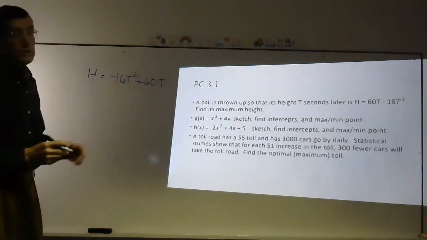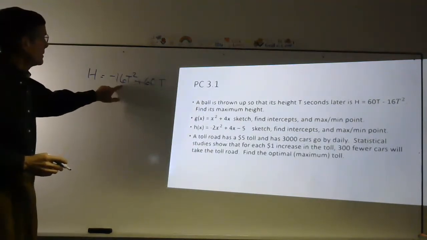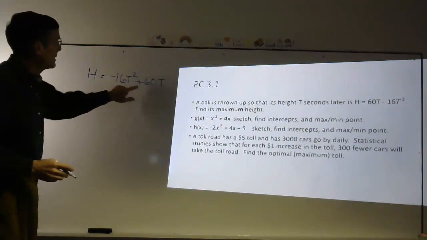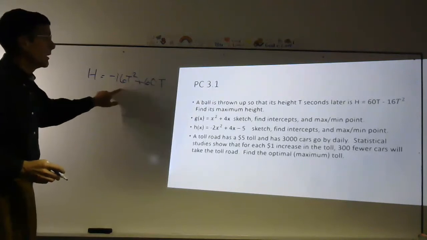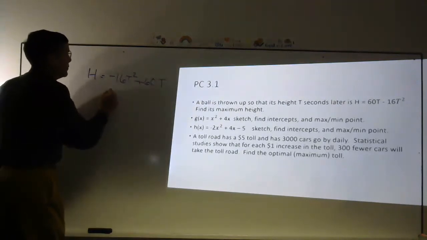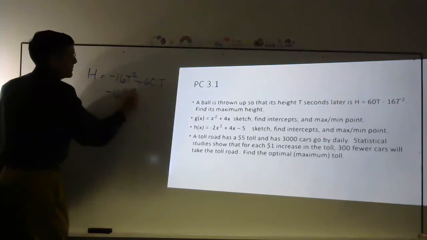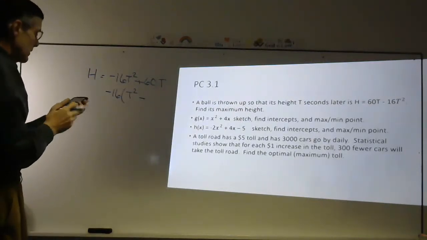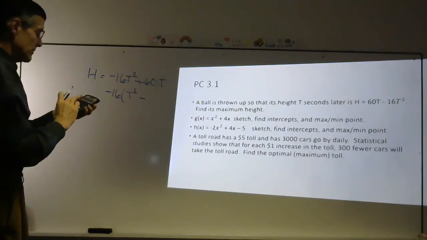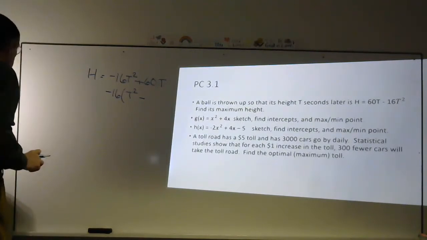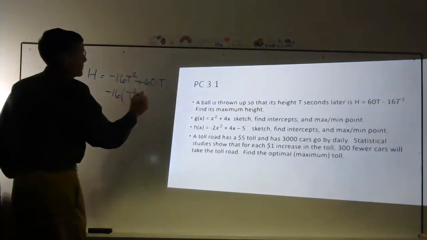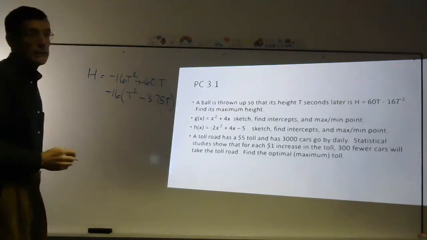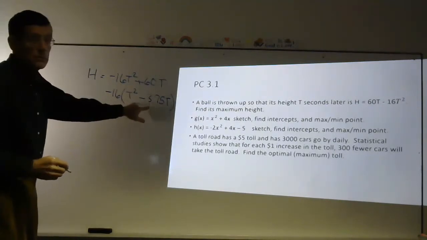Okay? Now, I'm going to complete the square. You cannot complete the square with a number in front of the square term. So I have to factor out a negative 16 from both parts. Okay? So if I do that, I get a t squared here, and I get a minus. And if I divide 60 by 16, I get 3.75. So I have 3.75 t. Okay? Now, this is what I need to complete the square on.